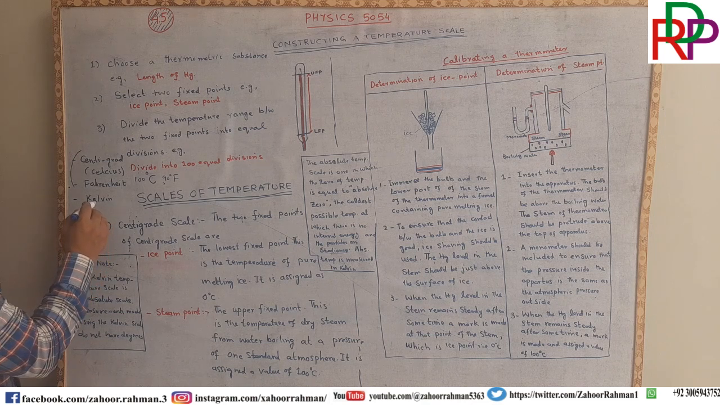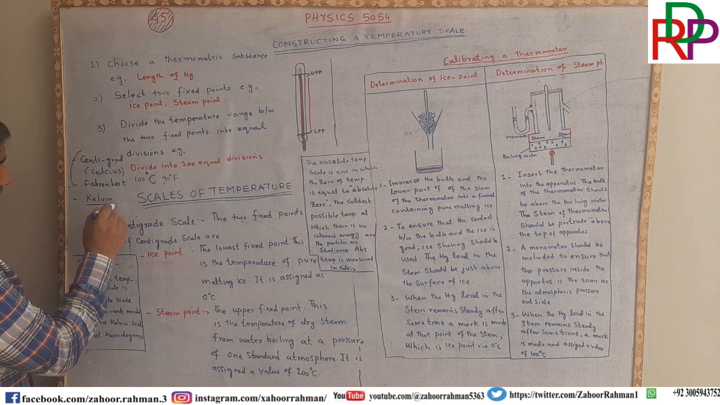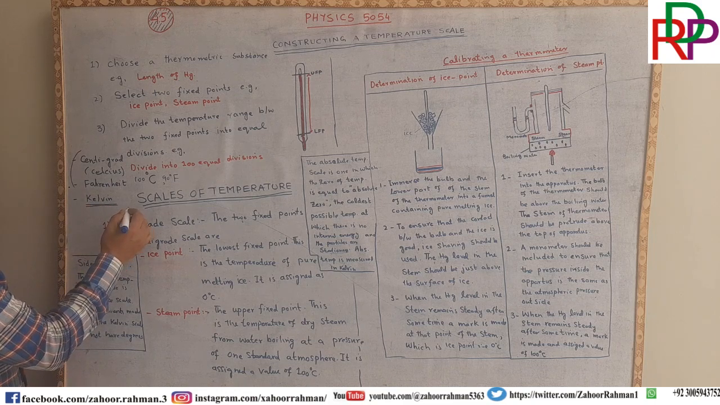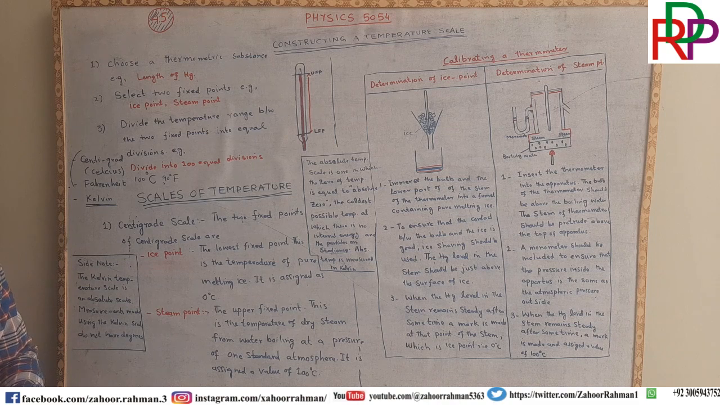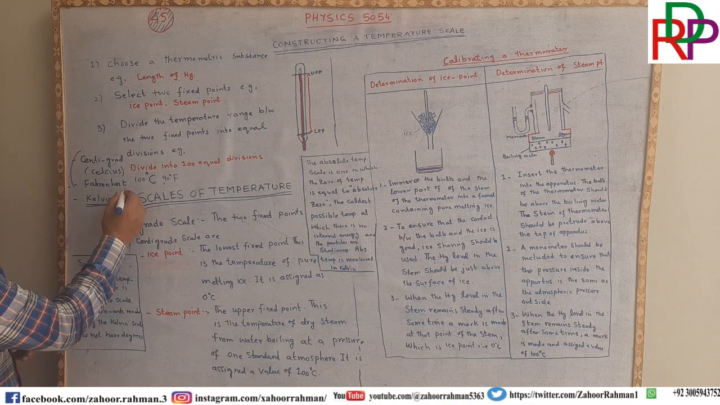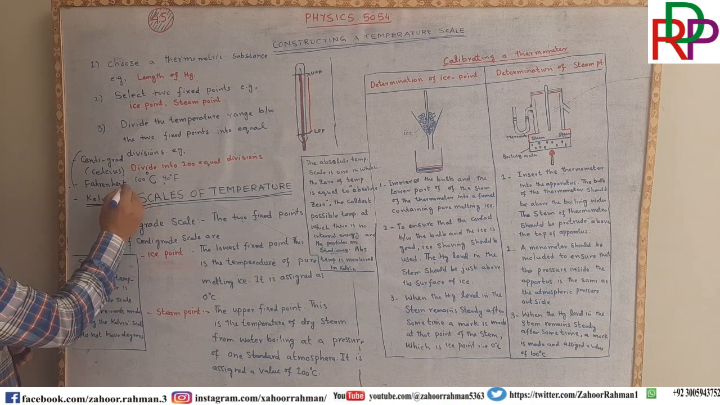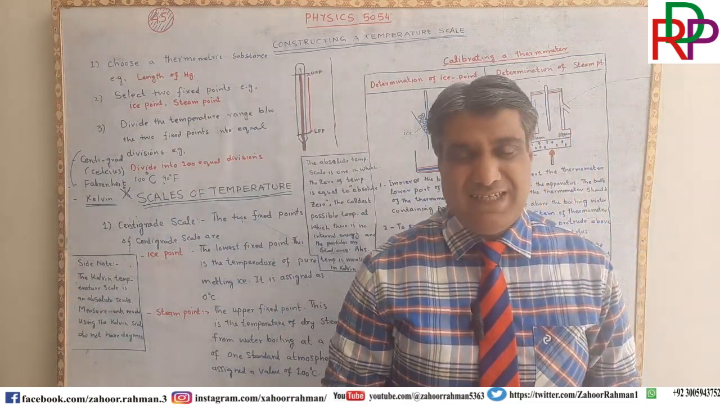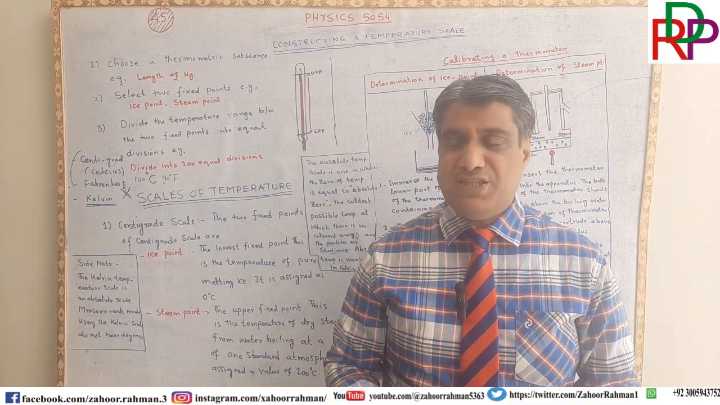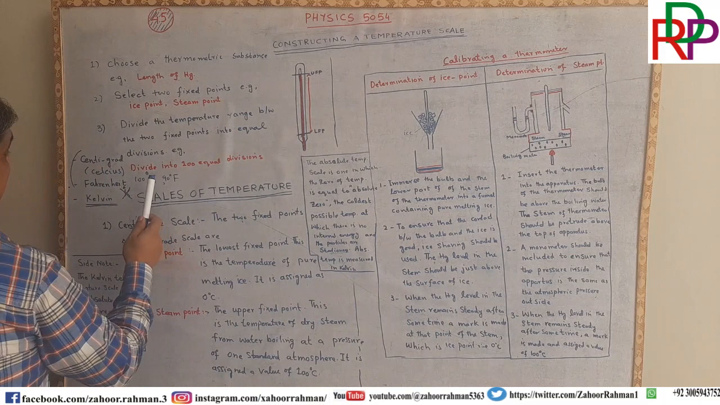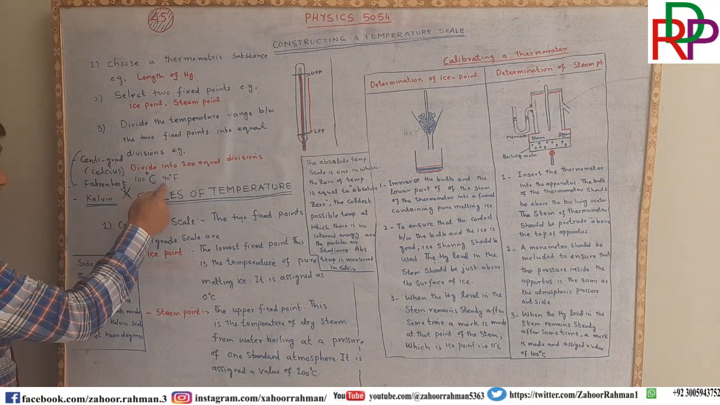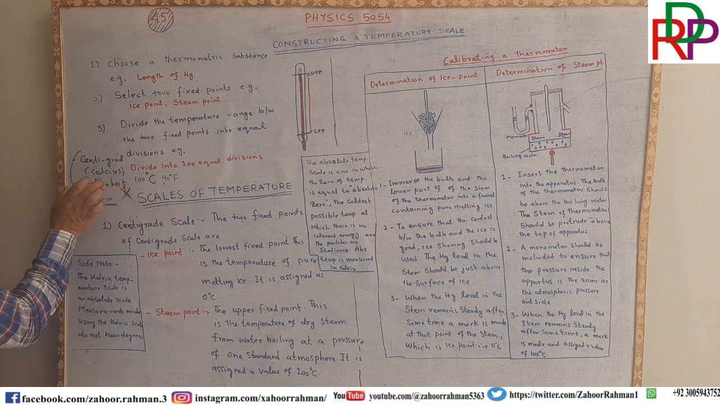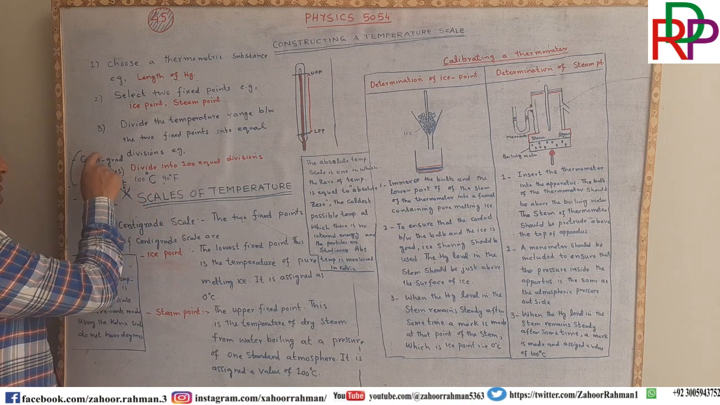Ladies and gentlemen, you can never call Kelvin a degree Kelvin. That is absolutely wrong. You cannot say degree Kelvin. If you are saying degree Kelvin, then it means you don't have any knowledge about the temperature scale. So be careful while using these symbols. Instead of writing the full centigrade and the full Fahrenheit, which is difficult, we are using different symbols for different scales.